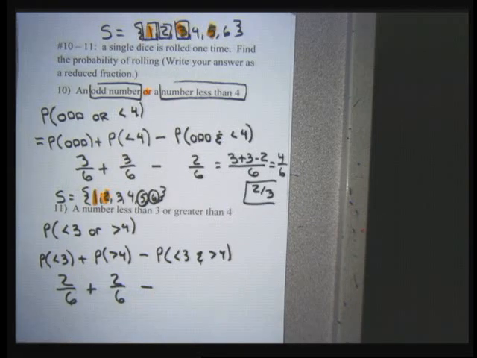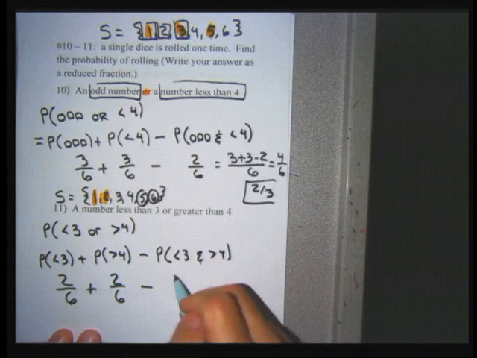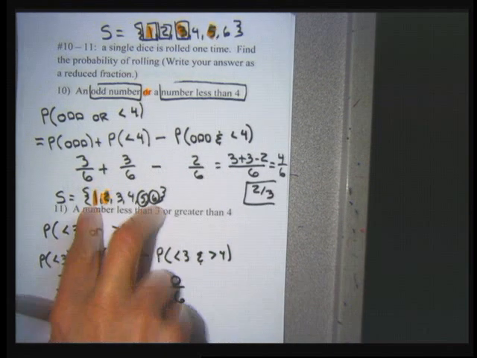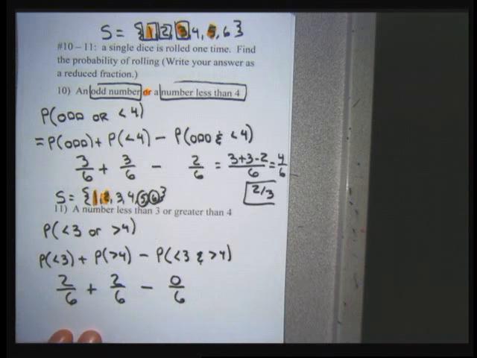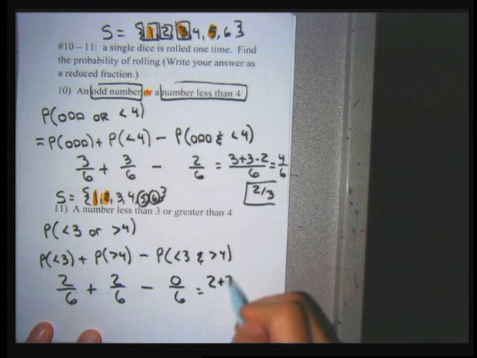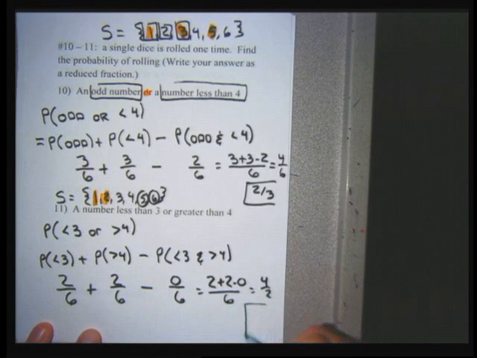Now I need to subtract out any duplication, and there aren't any numbers that are both oranged out and circled. So it's impossible to roll a number less than 3 and greater than 4 simultaneously. There's no number that fits that category because there's no overlap between those choices. So that's a 0 over 6. So my answer is going to be 2 plus 2 minus 0 over 6. It's 4/6 again, and that's going to be 2 and 3.